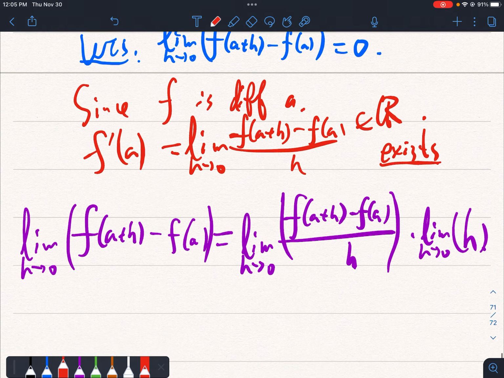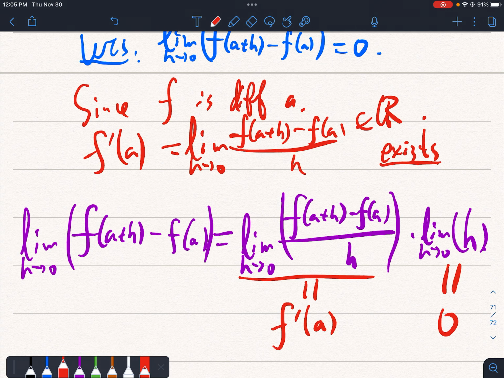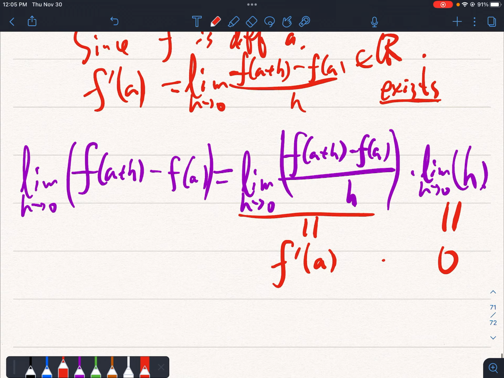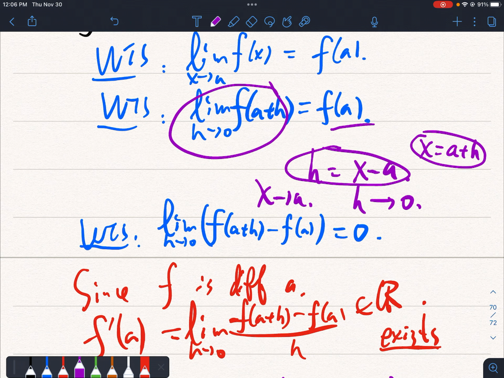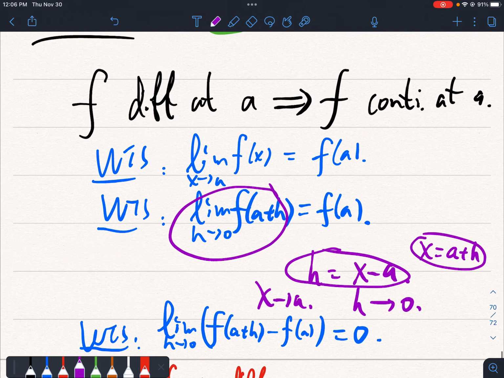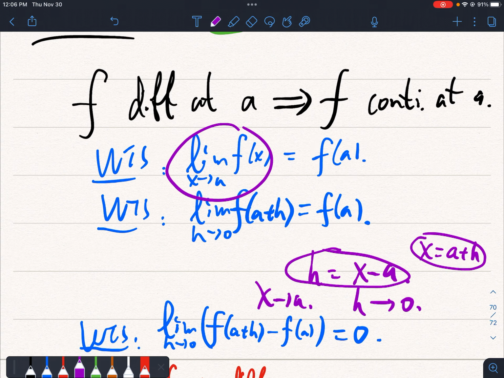And here it's crucial that f is differentiable, otherwise this limit will not exist. Because f is differentiable at a, this will exist, and this limit is equal to f prime of a by definition. The other limit must be 0, clearly, and 0 times any real number is 0. Here f prime of a has to be a real number, so it's okay that this is equal to 0. This means that f of a plus h will converge to f of a as h approaches 0, or when x approaches a, f of x will approach f of a. So here, let me emphasize.